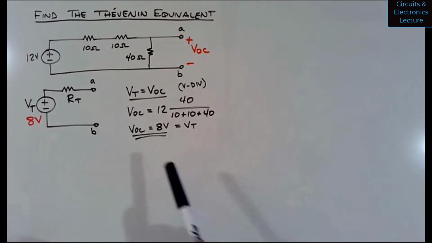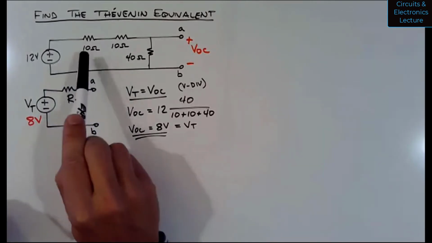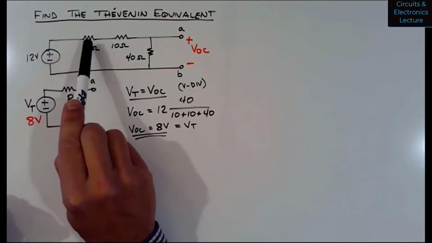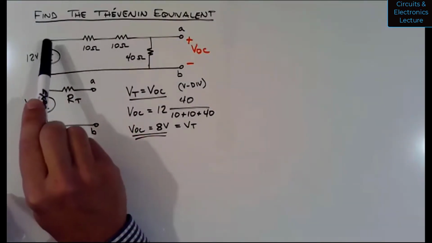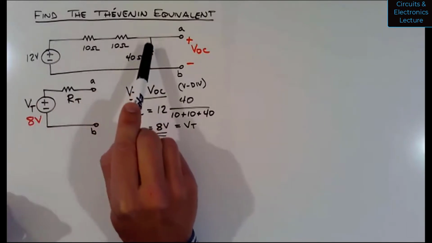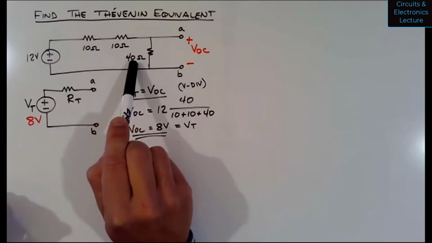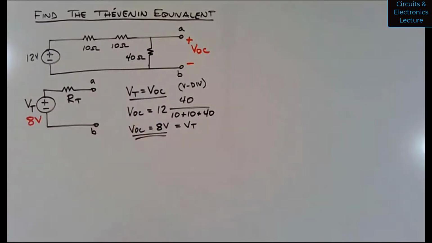So I mentioned there are 2 ways. You could also maybe combine the 10 ohm and the 40 ohm resistor into 60 ohms, figure out the current flowing through the circuit, multiply that current by 40 ohms, Ohm's law, and get VOC. So there's multiple ways to solve for this.